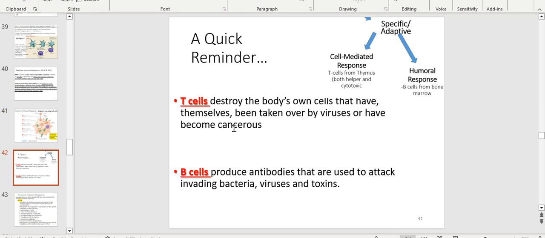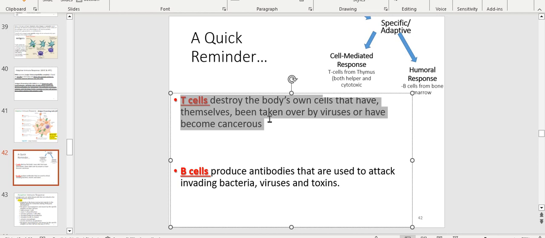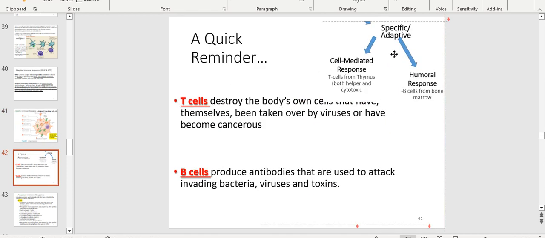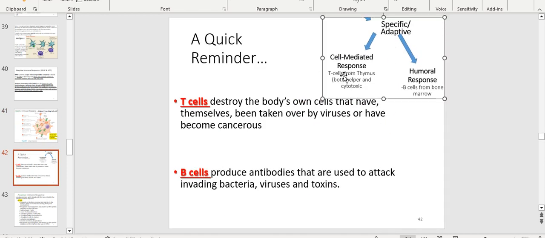And just a quick reminder, the T cells destroy the body's own cells that have themselves been taken over by viruses or become cancerous. So T cells destroy the body's own cells that have become infected. B cells produce antibodies that are used to attack invading bacteria, viruses, and toxins. So there's your specific immunity: cell-mediated response and humoral response. We're getting into that right now.